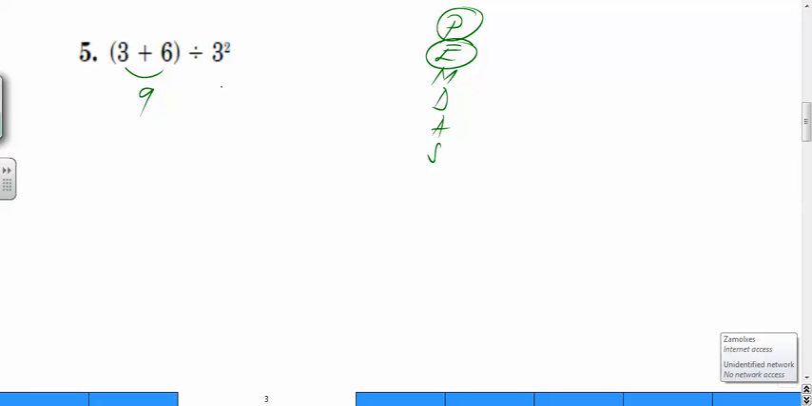3 squared is what? 9. And I have 9 divided by 9. That's the only operation left, right? 9 divided by 9 equals 1. And here we go. Another problem solved. Questions? I don't think so, right?